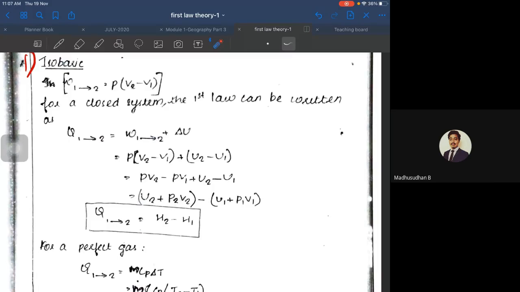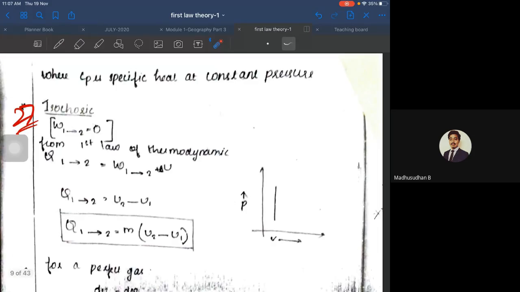So if I want to calculate the heat transfer from the process 1 to 2, which is isobaric, what should I do? I can calculate by subtracting the enthalpy at state 2 and state 1. That means the heat transfer for an isobaric process is given by the change in the enthalpy. And for the isochoric process, it is given by change in the internal energy. Remember, guys, for isobaric, the heat flow is given as the change in enthalpy, whereas for the isochoric process, the heat flow is given as the change in internal energy.